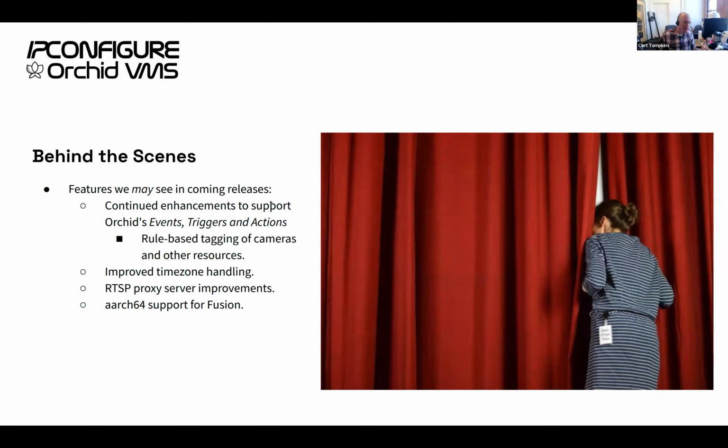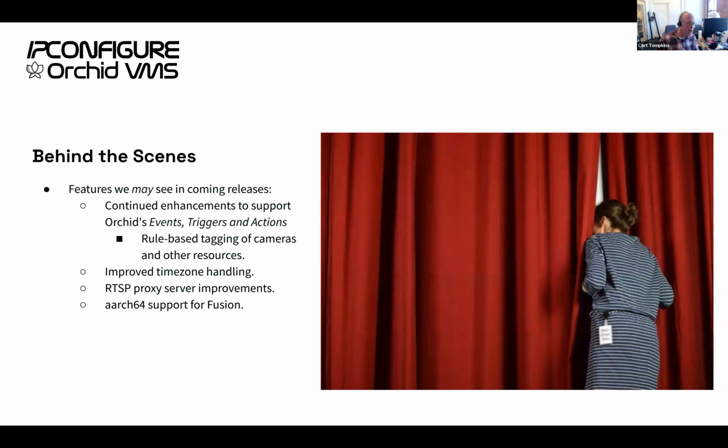All right, so those are the big features in 25.3: the new tagging capabilities building up to events, triggers, and actions, and new codec support in Orchid, H.265, exciting, but quite a bit less exciting than AV1. AV1 support in Orchid is something we're really excited about. Coming up in our 25.6 release, things that we may see, none of these are guarantees: continued enhancements to support the events, triggers, and action system within Orchid, and some rule-based tagging of cameras and other resources potentially.